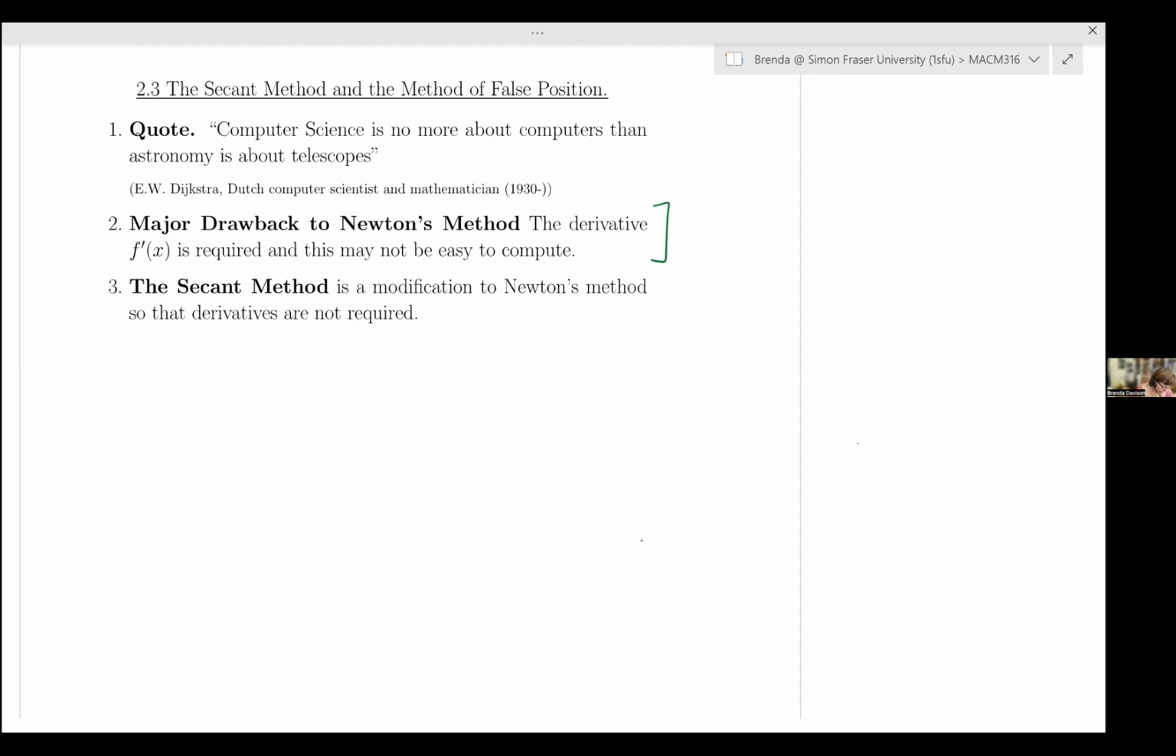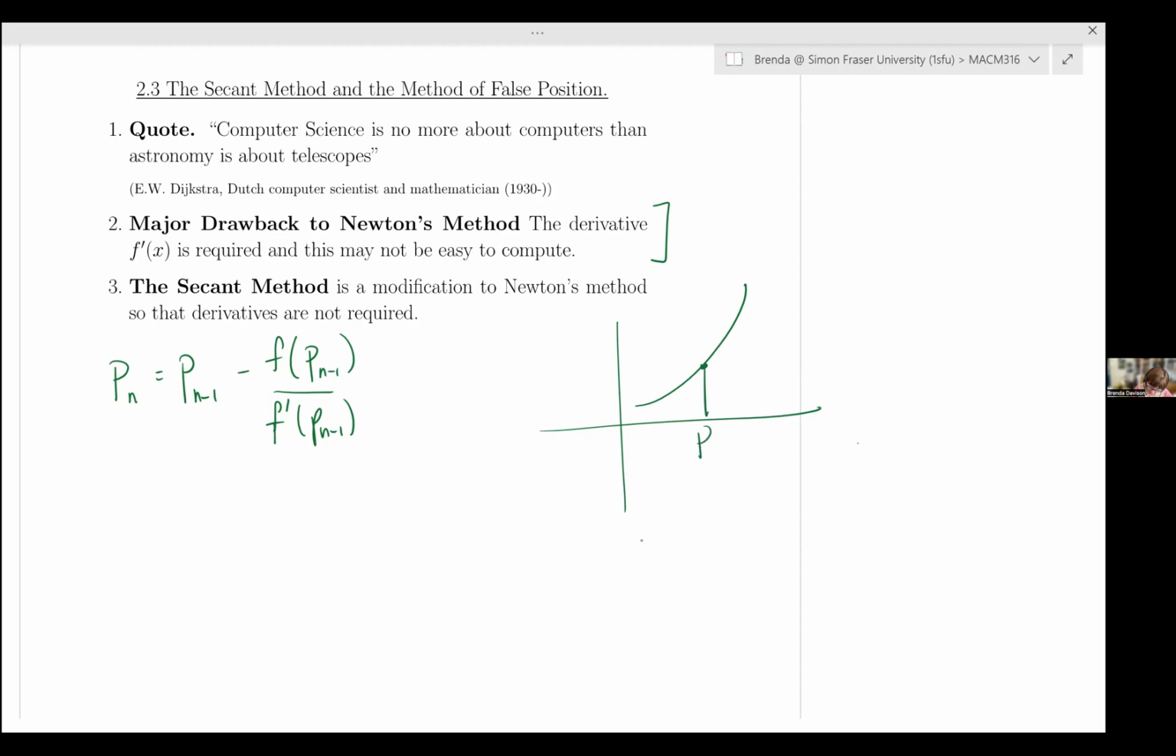Let's recall Newton's method. The nth estimate of the root we find from the n minus first estimate, and we subtract from that the function evaluated at that estimate of the root, divided by the derivative also evaluated there.